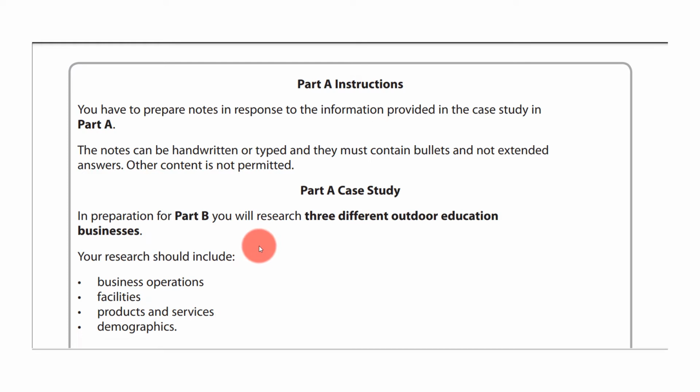And so our students will always be asked to research the business operations, facilities, products and services, and demographics. So in this video, we're going to look at what sort of things students should look for in their 3 different outdoor ed businesses on the internet, on those websites, with regard to the business operations. So what sort of things are involved in business operations? What sort of things are involved in facilities? What should I be looking for in products and services? And similarly with demographics. So let's push on and have a look at that and see how we can help our students in this particular area.